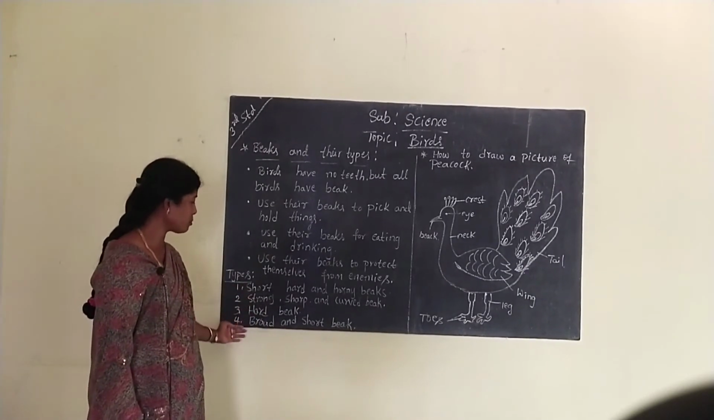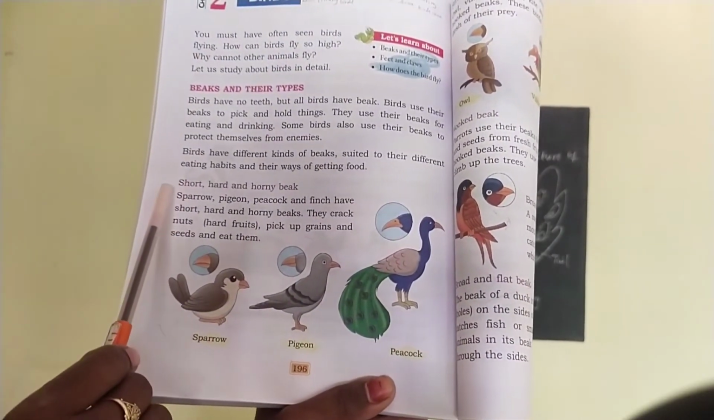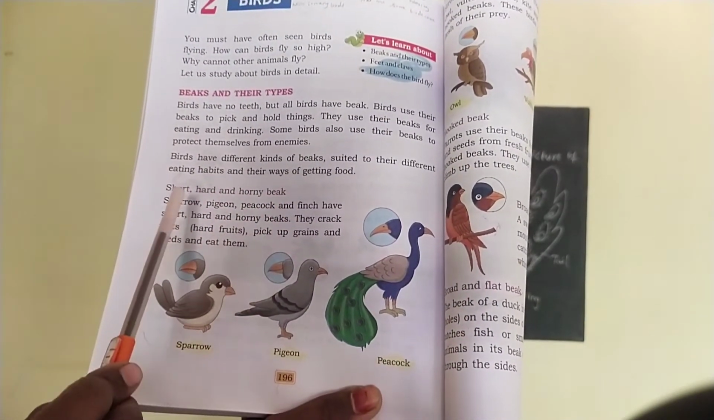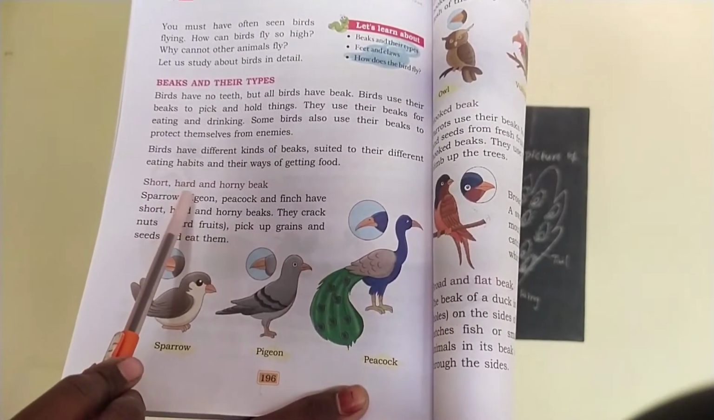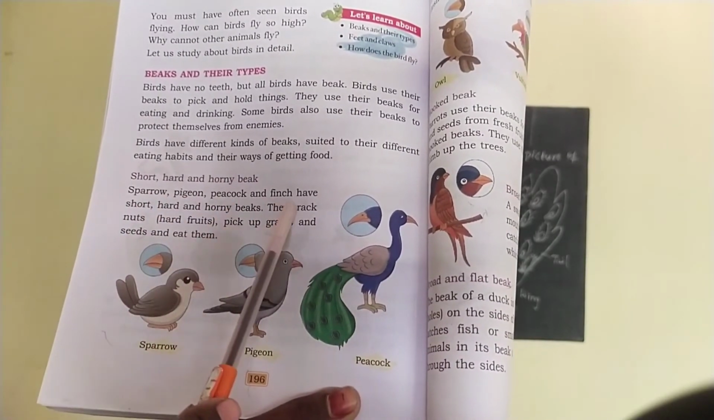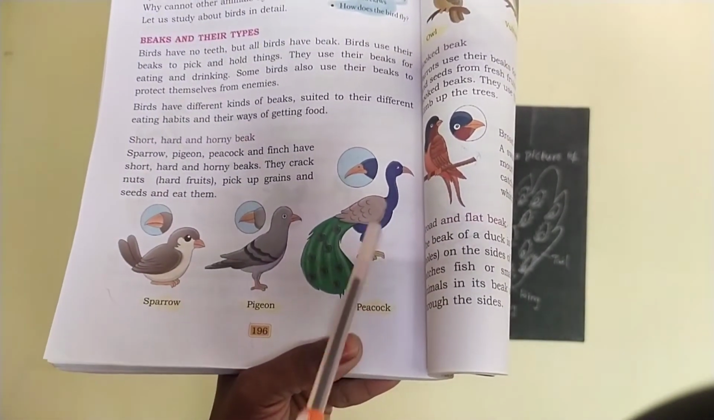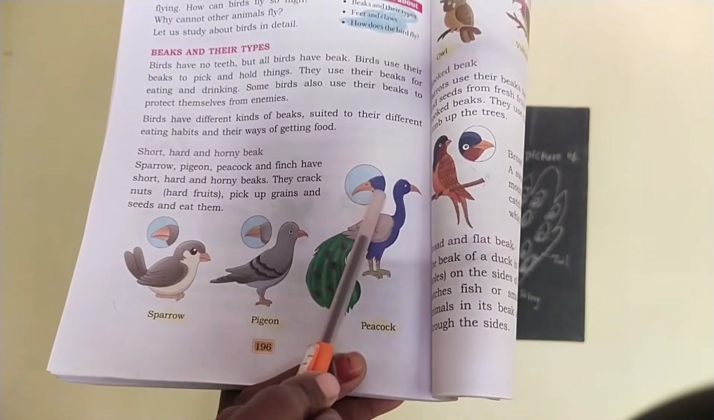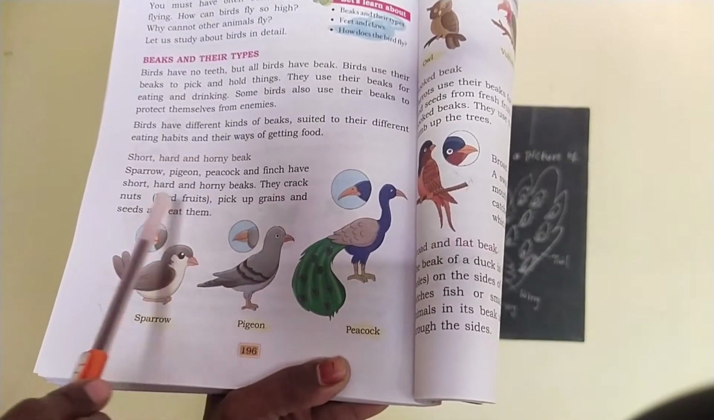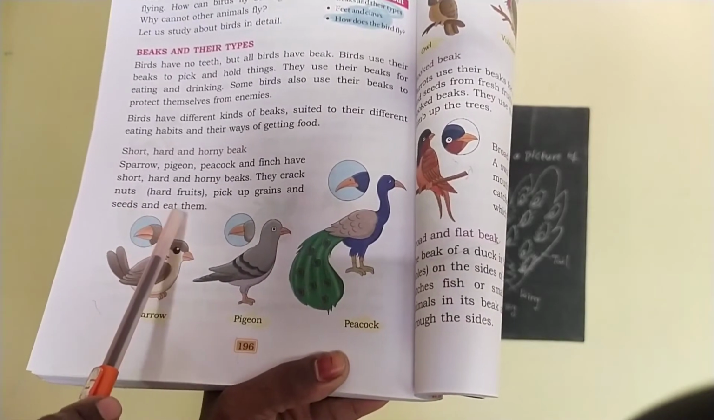Children, let me explain the types of beaks in detail one by one. First type is the short, hard and horny beak. The beak is short and also very hard and horny. Okay. Sparrow, pigeon, peacock. Look here, sparrow beak. Observe the beaks of pigeon and peacock. Okay. All these beaks are short and hard and also horny. They crack nuts or hard fruits, pick up grains and seeds and eat them.